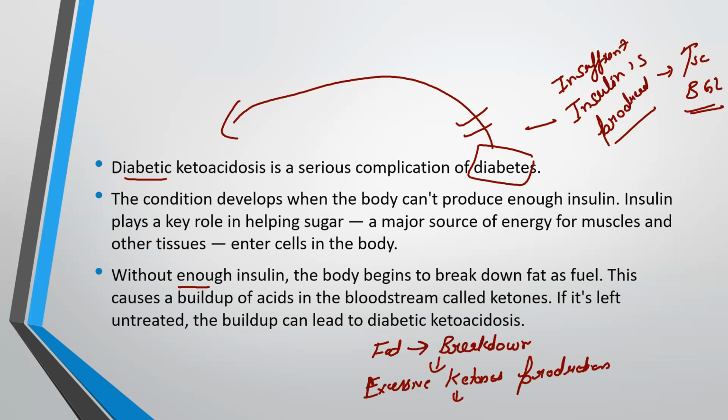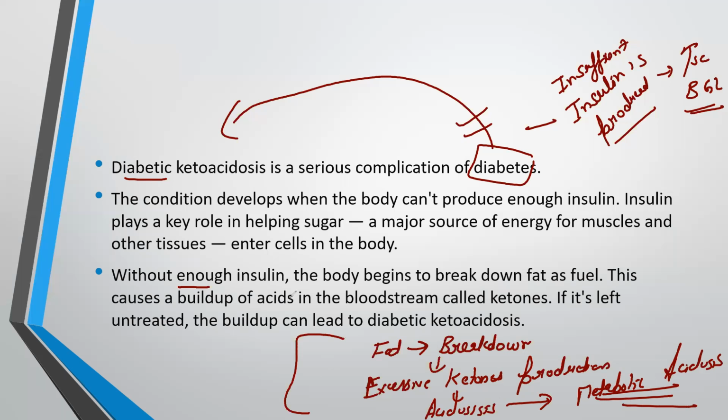Excessive ketone production leads to acidosis. Hence, it is a condition of metabolic acidosis. Okay, so this is the whole explanation about diabetic ketoacidosis.